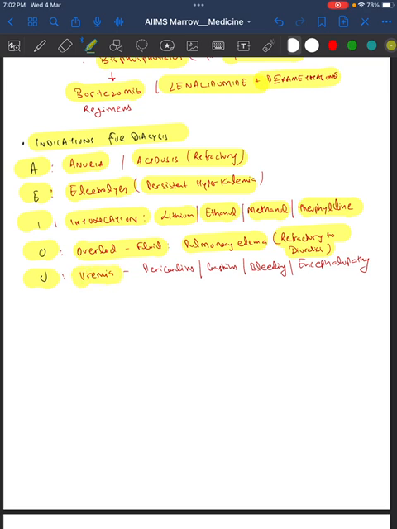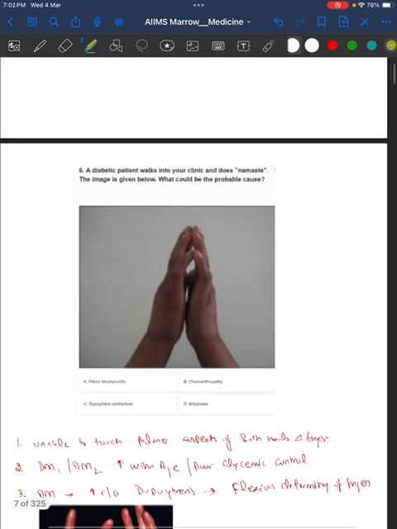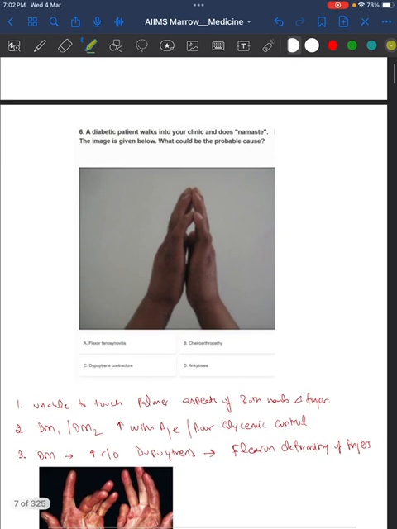Then lastly, uremia, with the most important complications: uremic pericarditis, gastritis, bleeding, encephalopathy. So this mnemonic is very, very important. Many questions have been asked from this. Then the next question is a simple question.